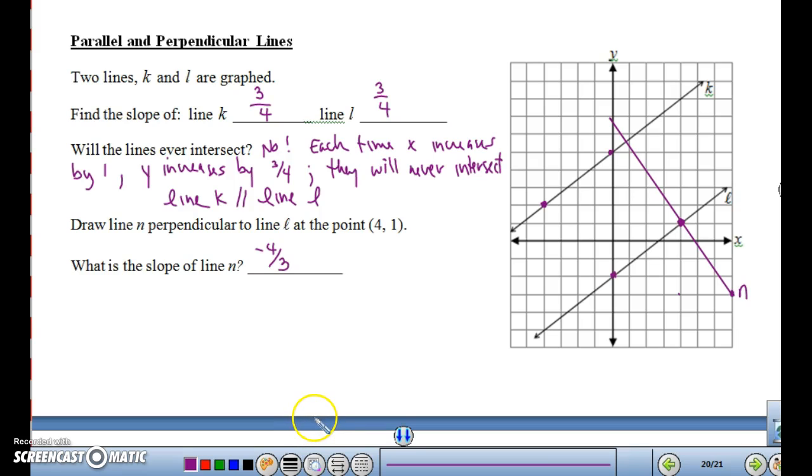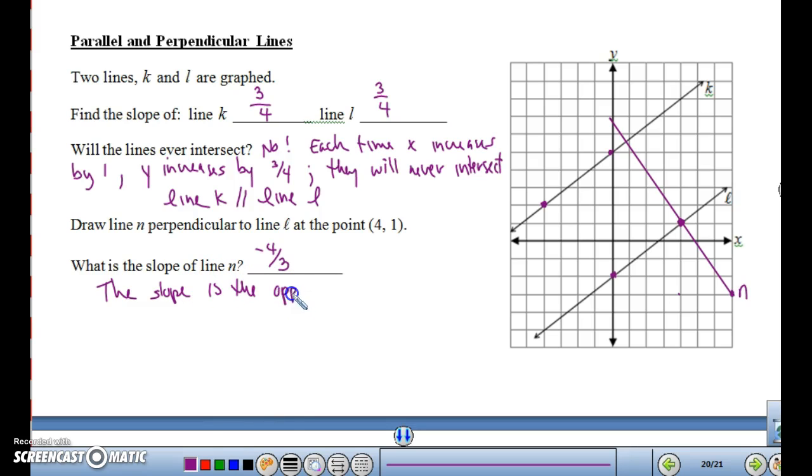So what do you notice about the difference between the slope of line L here, that was 3/4, and the slope of line N right there, that is negative 4/3? What changed? Well, you can see that the slope changed by its sign, first of all. It was positive, and then the new slope became negative. So it's going to be the opposite sign. And also, 3/4 became 4/3. The slope is the opposite reciprocal.